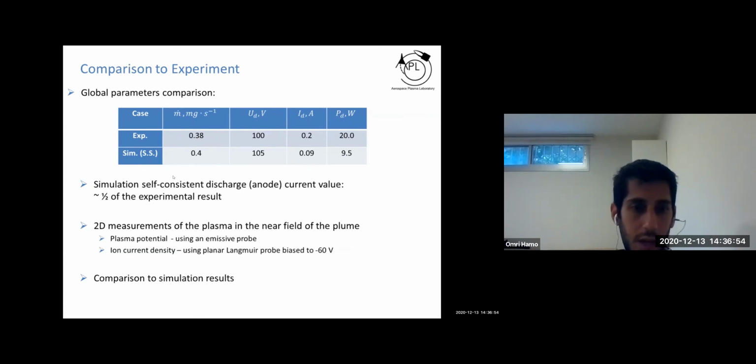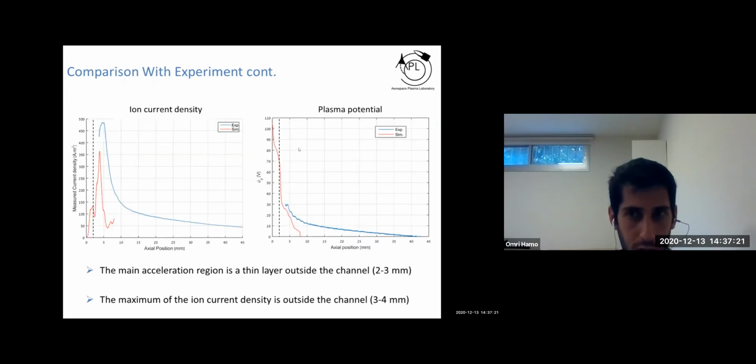So we dig in a little deeper and compare not only the global parameters, but 2D spatial parameters of the plasma, specifically the plasma potential, which in experiments we measured using an emissive probe, and the ion current density, which in experiments we measure using a planar Langmuir probe biased to -60 volts. So we want to compare the experimental results and the simulation.